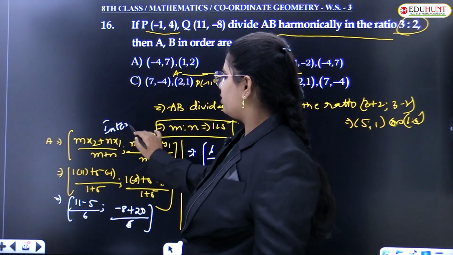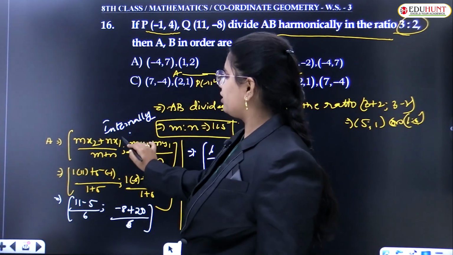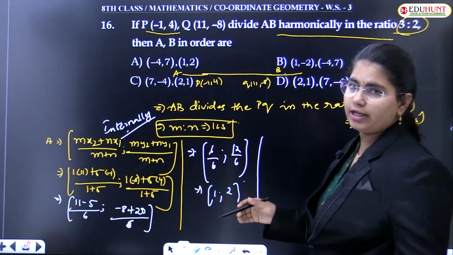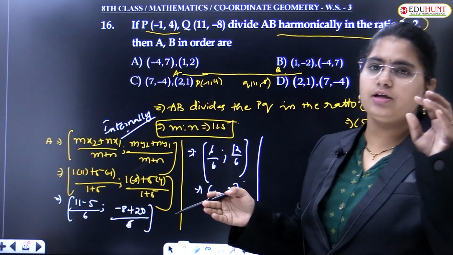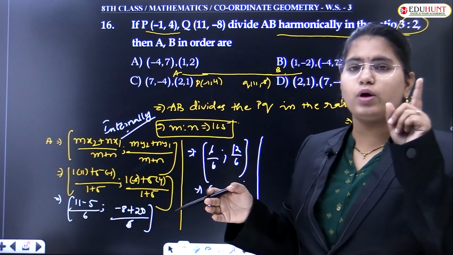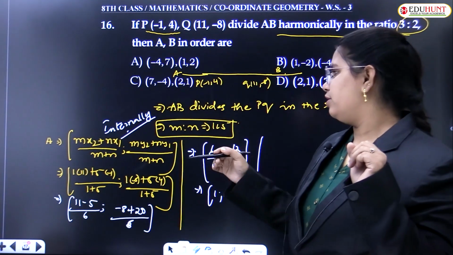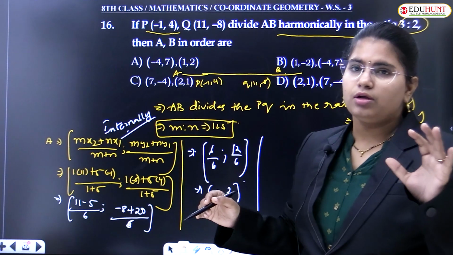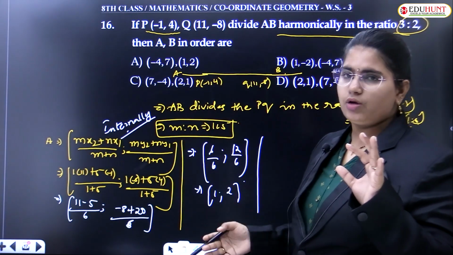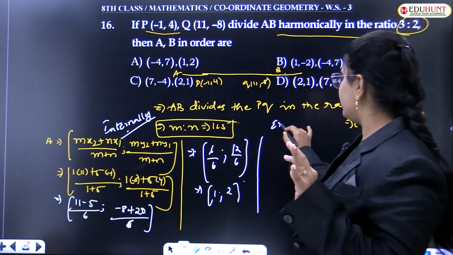Correct? So why am I taking internally? If any line segment AB is being divided by the two other points P and Q, one is being divided internally and the other is being divided externally. Right? So I am done with the internal concept. So we are left with the external part.